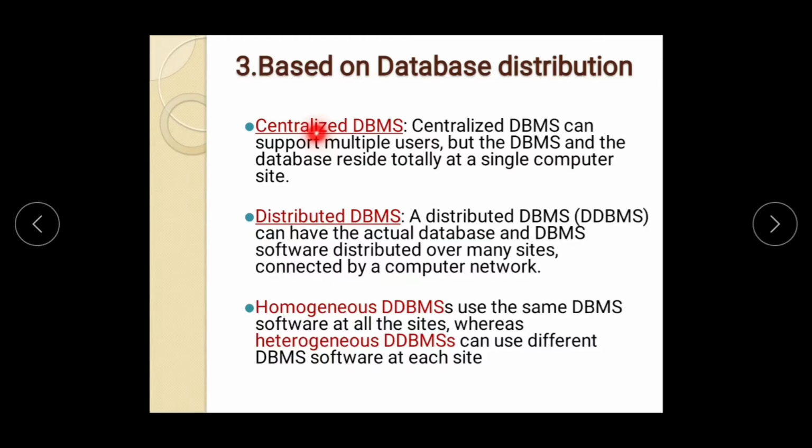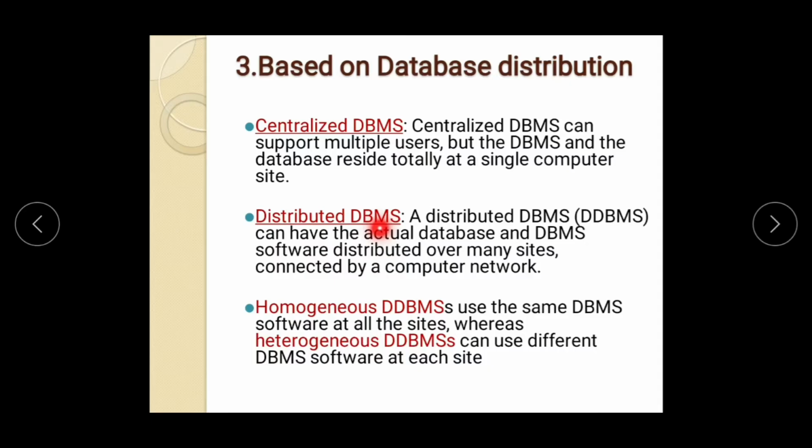So these are the main concepts of database distribution: centralized DBMS and distributed DBMS. Centralized means the database will be placed in a single computer and many clients can access that computer. Clear? The database as well as the DBMS are available in a single system. But here the database and the DBMS will be present in different systems or different sites, which are connected through a computer network.